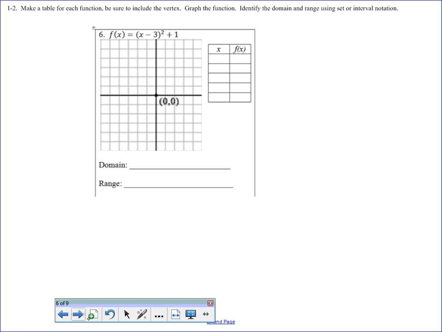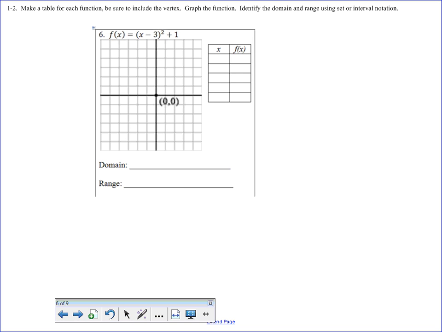All right, make a table for each function. Be sure to include the vertex, graph each function. All right. Once again, you will be able to use your calculator on this, so by all means, please do. I mean, yes, if you want to really grind it out by hand, that's fine, but let's double check our work on the calculator. So I tell you what, I'll show you both ways. I'll do it by hand, and then I'll show you how much easier it is to use if we have our TI-84s.